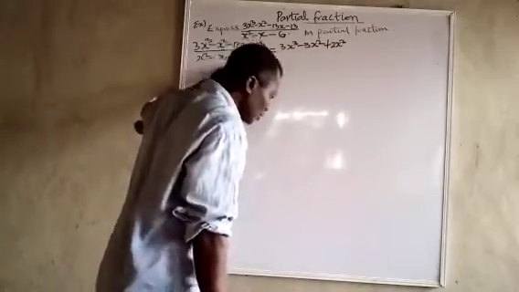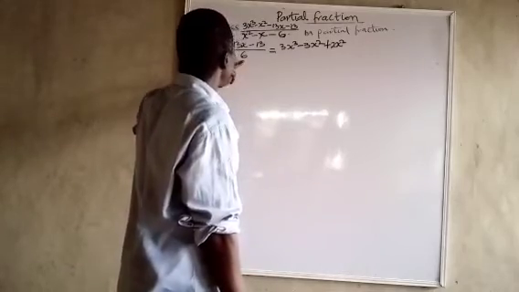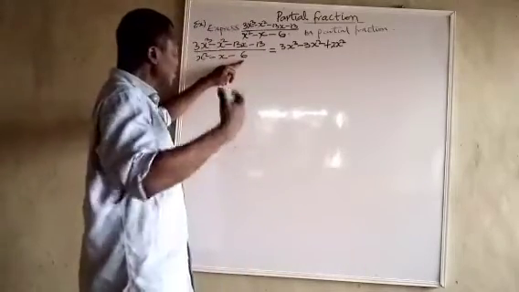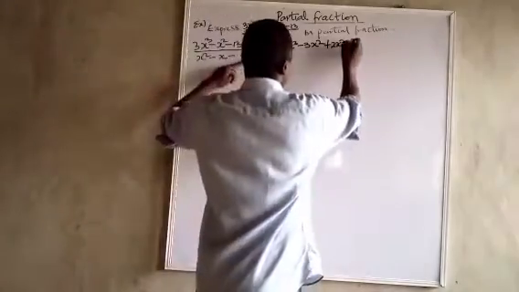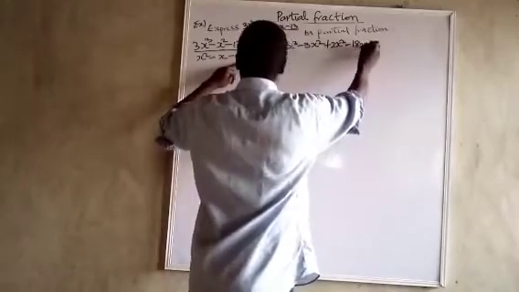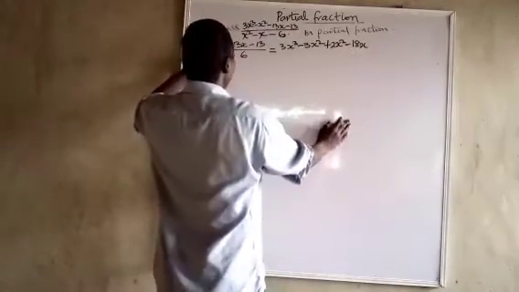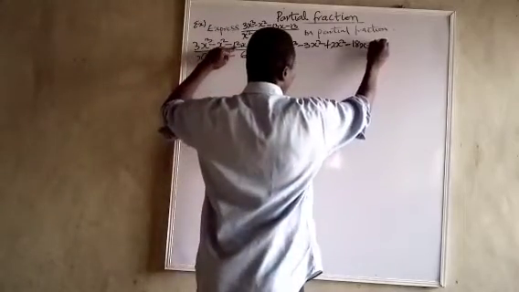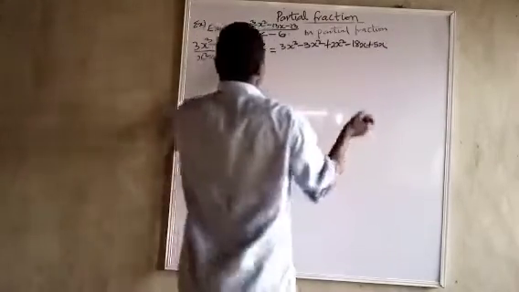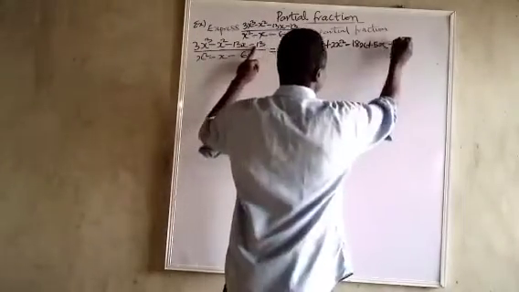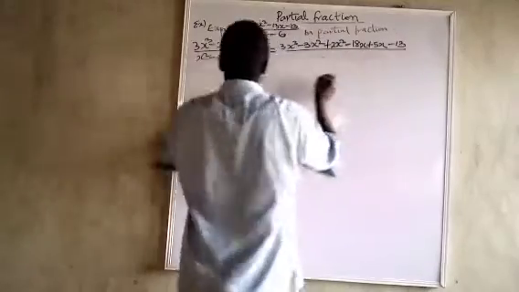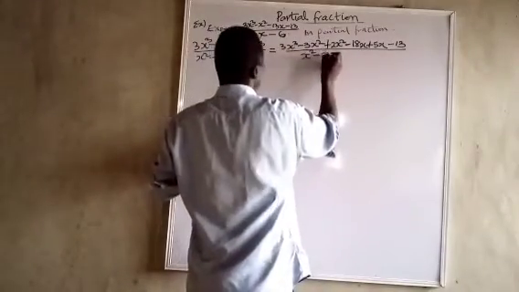3x times minus 6 is minus 18x. And what will I add to minus 18x to give me 13x? That is plus 5x. And then nothing again, 0. So minus 13 divided by x squared minus x minus 6.